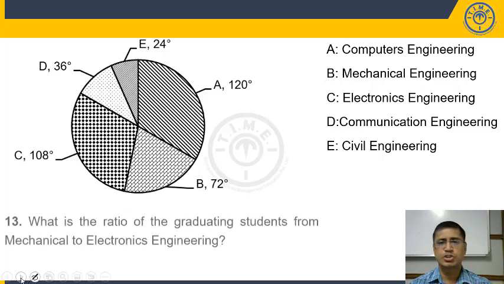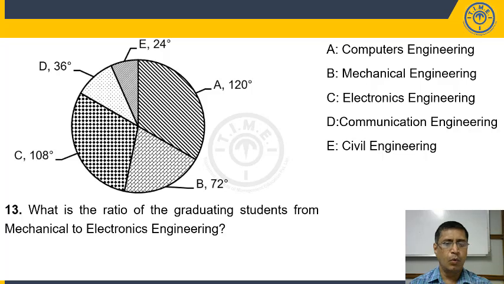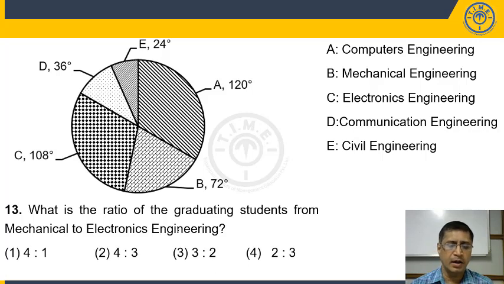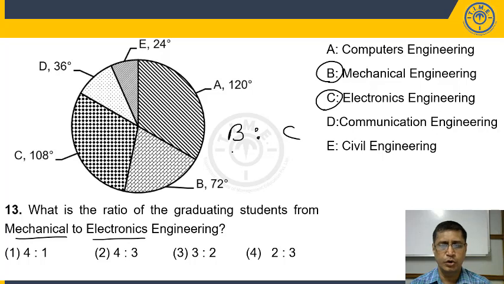Right. Look at the next question on your screen. What is the ratio of the graduating students from mechanical engineering to electronics engineering? Mechanical engineering means B and electronics engineering means C. So B and C ratio we need to find. B is equal to 72 degrees. C, it is 108 degrees. So what is the ratio of 72 and 108?